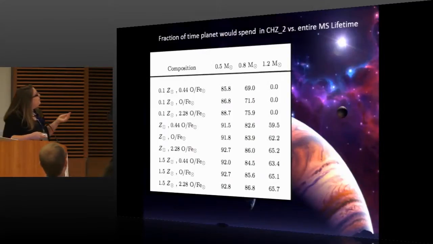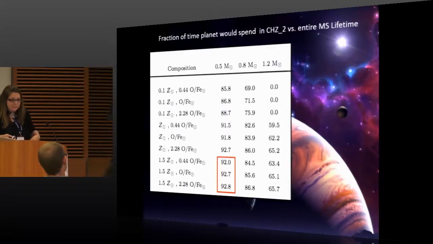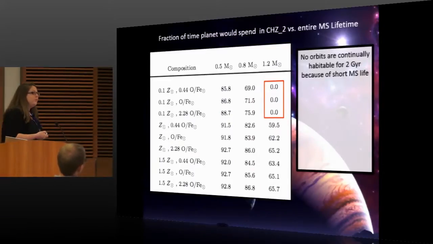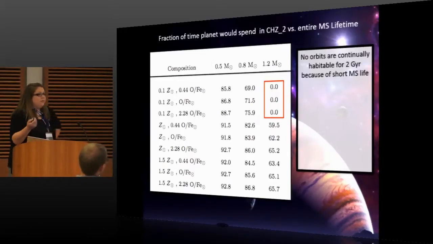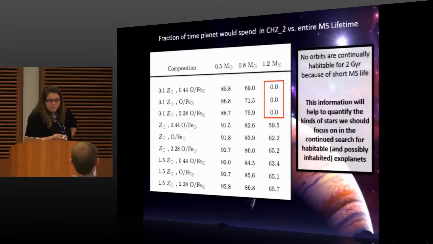I also wanted to point out that the fraction of time a planet would spend in the continuously habitable zone versus the entire main sequence is much higher for low mass stars than for high mass stars. We actually don't see any for the high mass stars because they are so short-lived that there's no continuously habitable zone for 2 billion years. So that's one of the reasons why looking at low mass stars is really important.